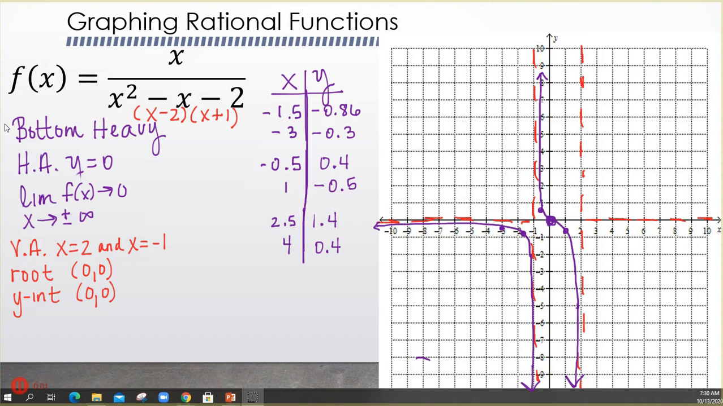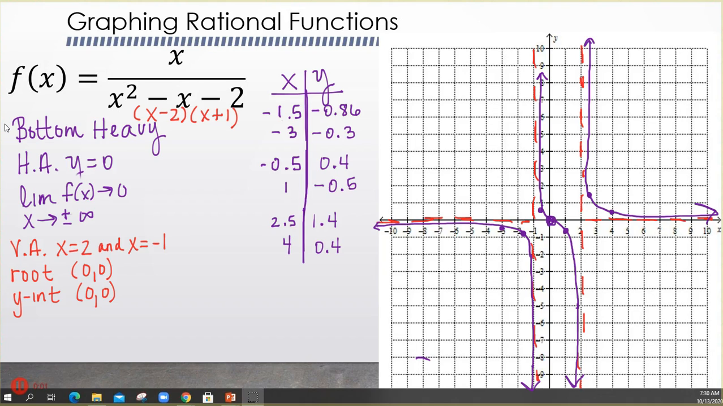And then on the far right, our y values are positive. So at 2.5, it's approximately 1.4. And at 4 is 0.4 positive. So again, it goes through those points, it goes straight out. So that is our rational function.